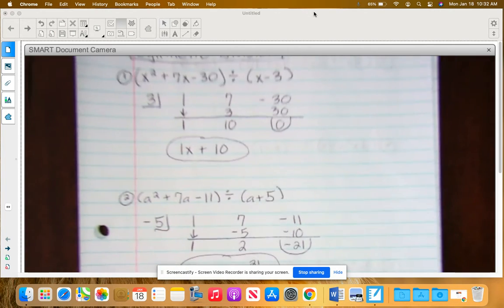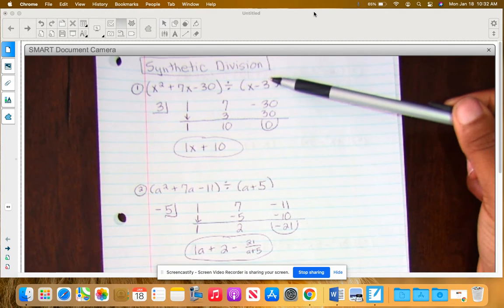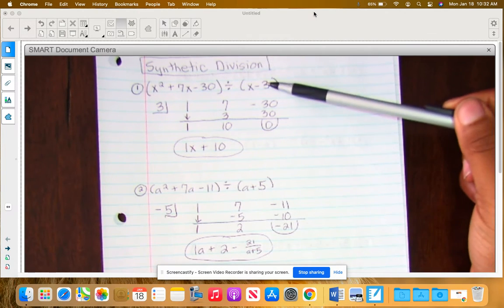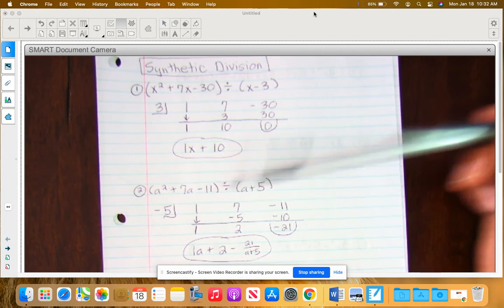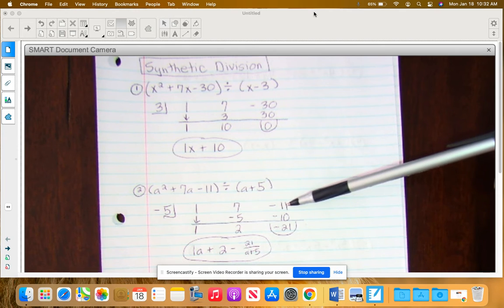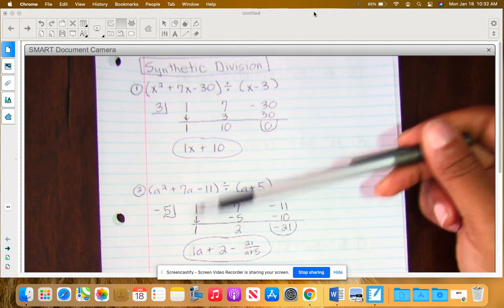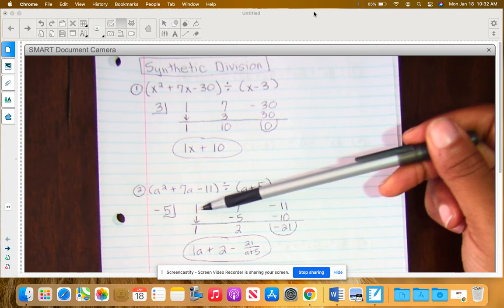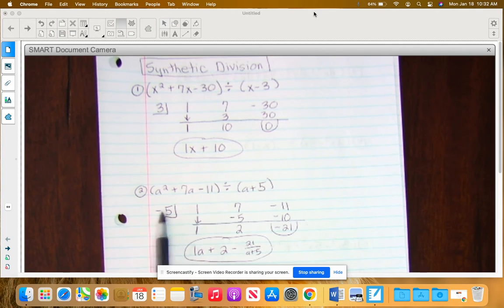So if I look at both of these at the same time, the pattern is to take the opposite and put it in a box off to the side. It was minus 3, we put positive 3. It was plus 5, we put negative 5. You line up your coefficients. First number always comes straight down. If it's a 5, bring it straight down. If it's 10, bring it straight down. Whatever the first number is, bring it straight down. From here is repetition: multiply, add, multiply, add. You multiply to the box, you add, you bring your number down.